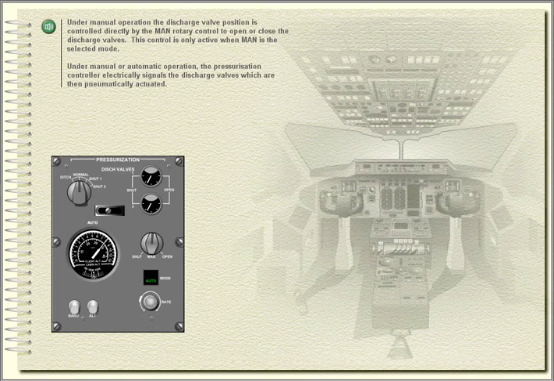Under manual operation, the discharge valve position is controlled directly by the manual rotary control to open or close the discharge valves. This control is only active when manual is the selected mode. Under manual or automatic operation, the pressurization controller electrically signals the discharge valves, which are then pneumatically actuated.